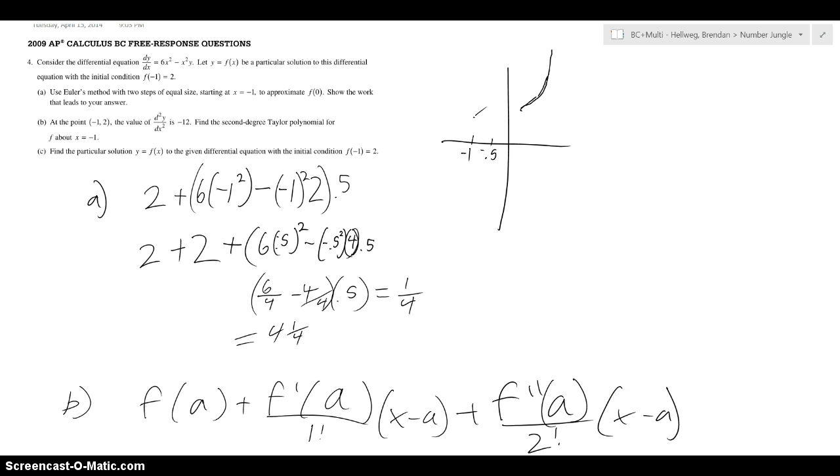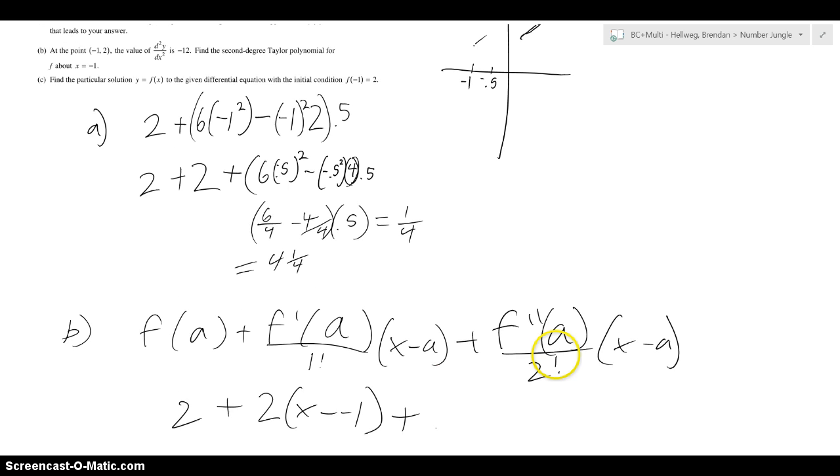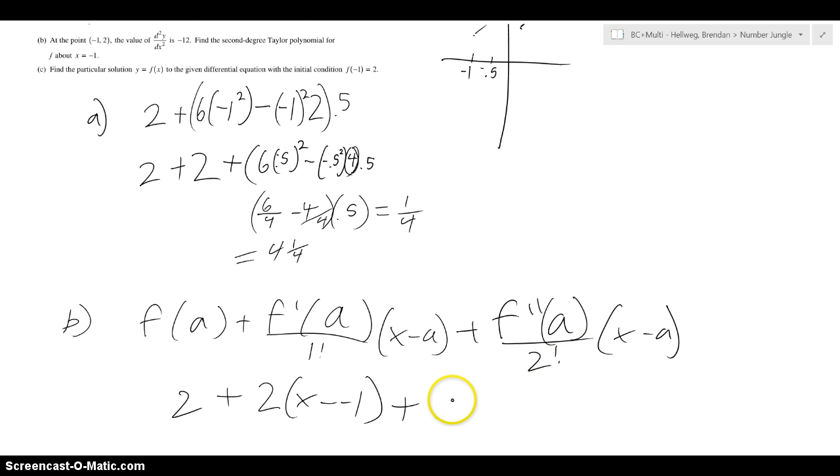And so f prime of negative 1, if we computed that out here, the f prime of negative 1 is 2. So 2 plus 2 times x minus negative 1, plus f double prime of a, which we can see is negative 12, so that's going to be negative 12 over 2 factorial times x minus negative 1. And so there we're going to now have the Taylor polynomial for f about x equals negative 1. Alright, so let's move on to C, which I think in this problem is the kicker.